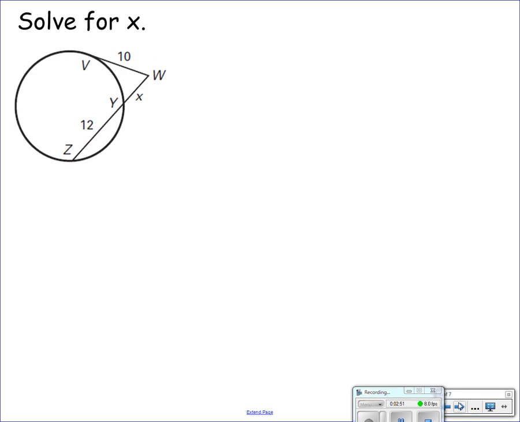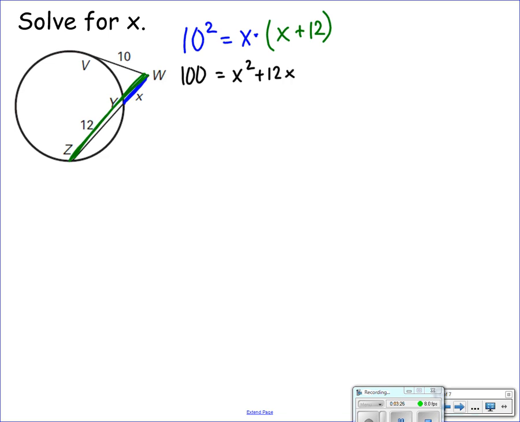Solving for x. So this is our secant and a tangent. So we have 10 squared is going to equal the piece outside, x, times, again, the whole segment, and the whole segment is x plus 12. Now it's a matter of simplifying. 100 equals x squared plus 12x. It's a quadratic. We need to get one side to be 0.